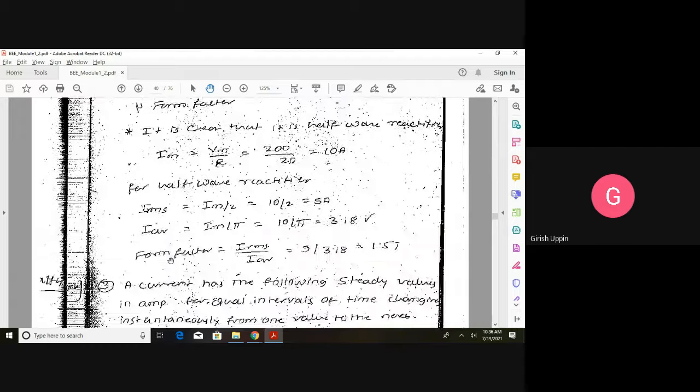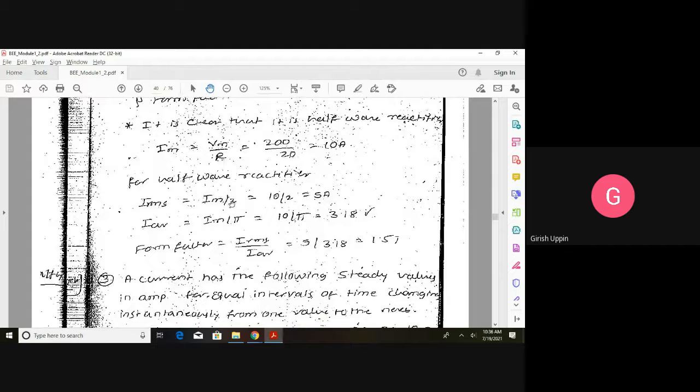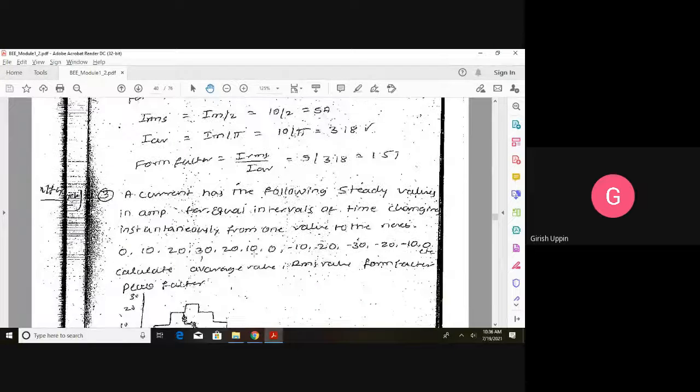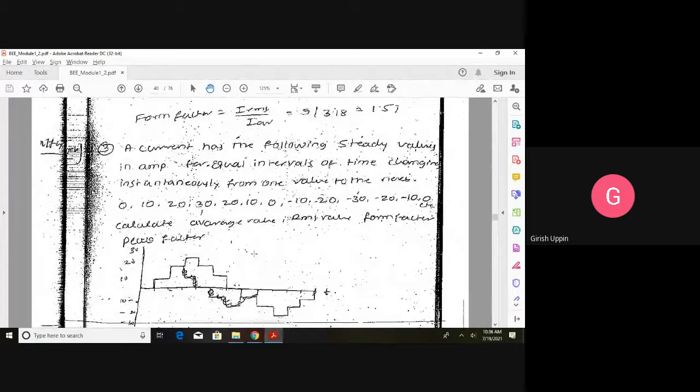Once you have the peak value, IRMS is Im by 2. How did I get it? From the previous half wave rectifier, I am directly using those formulas. In the exam, you have to calculate. So we get 5 amperes. I average is equal to Im by pi. We get 3.18 amperes. And the form factor is calculated. Please don't forget to specify the units.